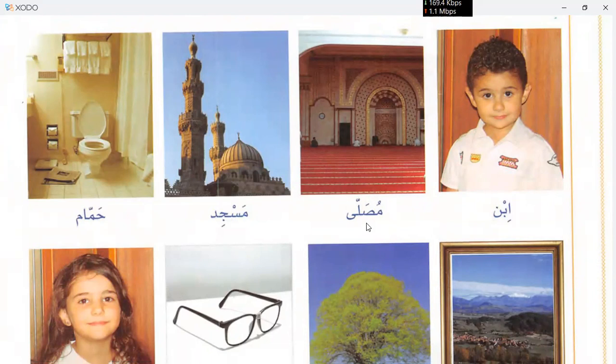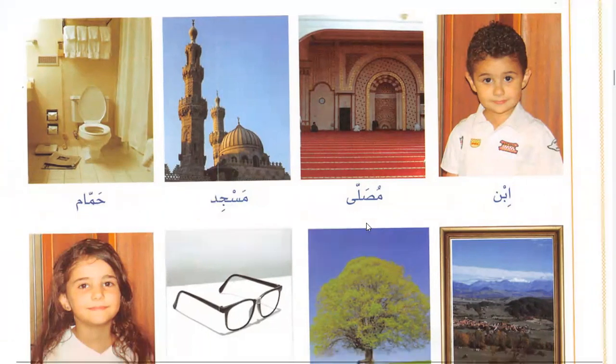Ayn al-musalla? Haza huwa al-musalla. Here is the musalla. Ayn al-masjid? Where is the mosque? Haza huwa al-masjid. Here is the masjid.